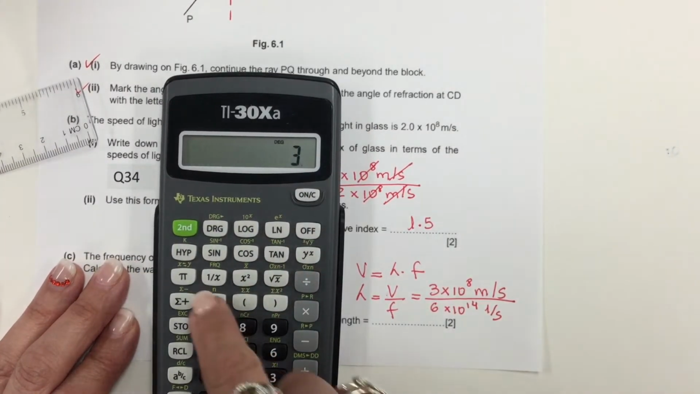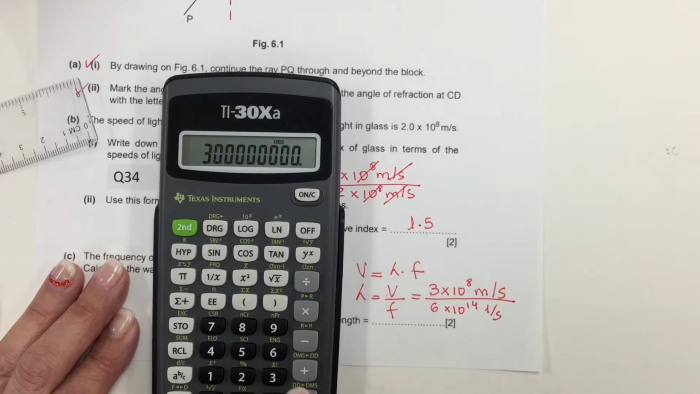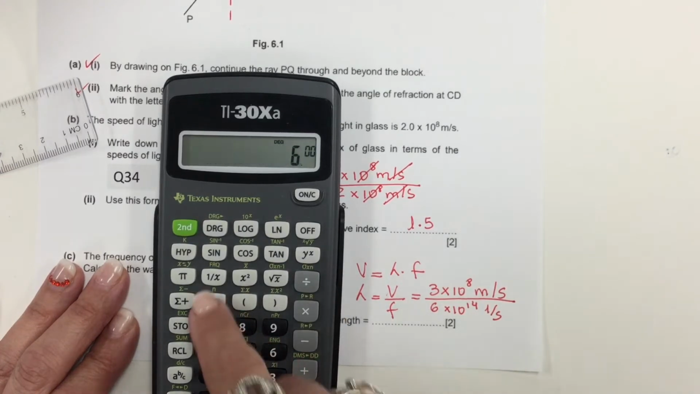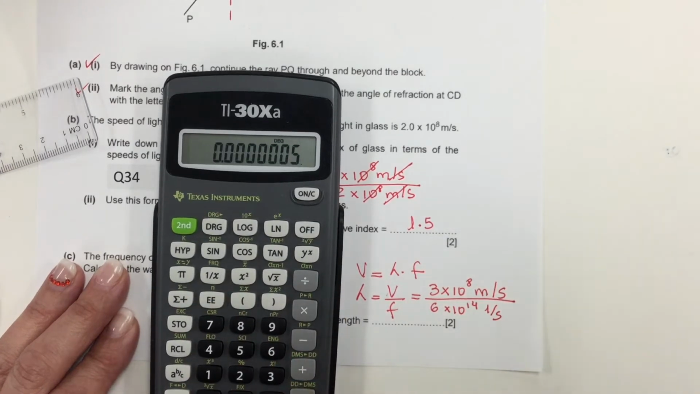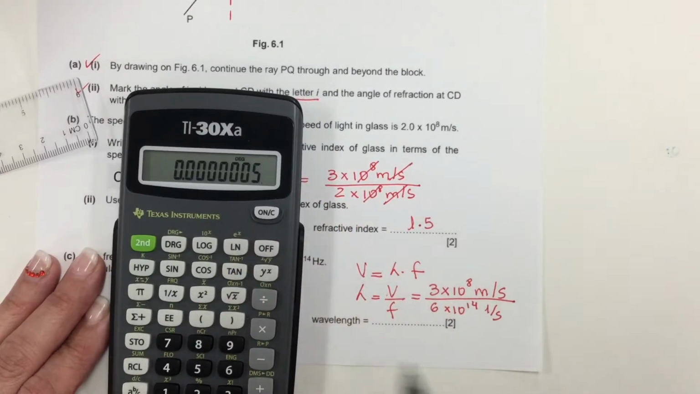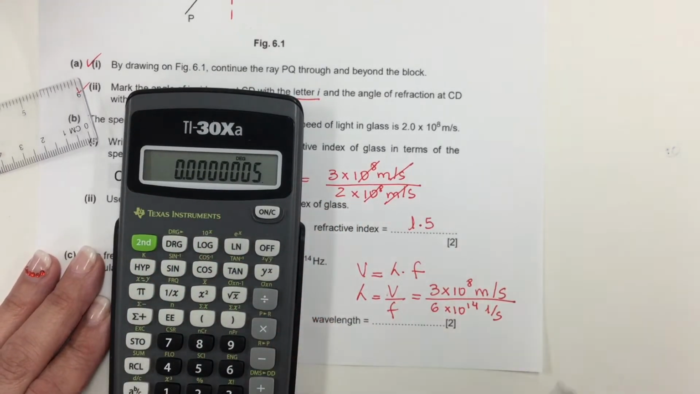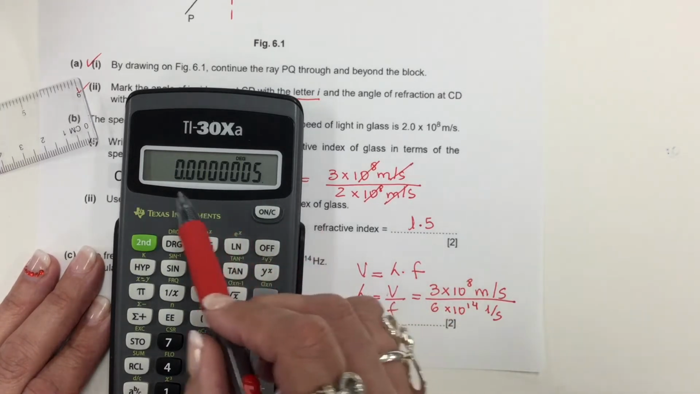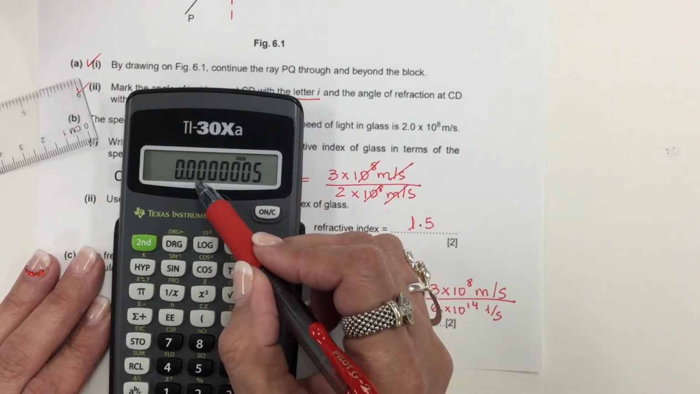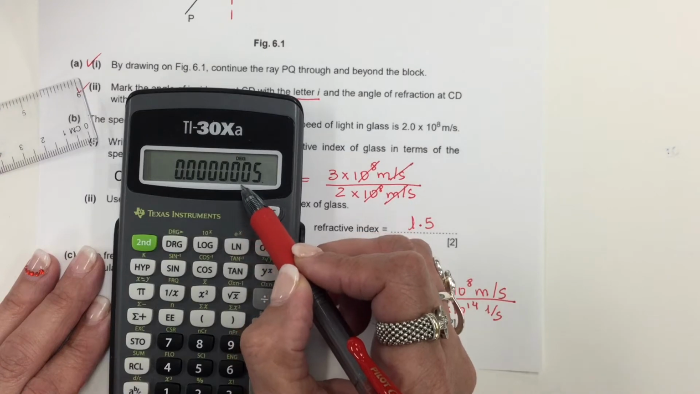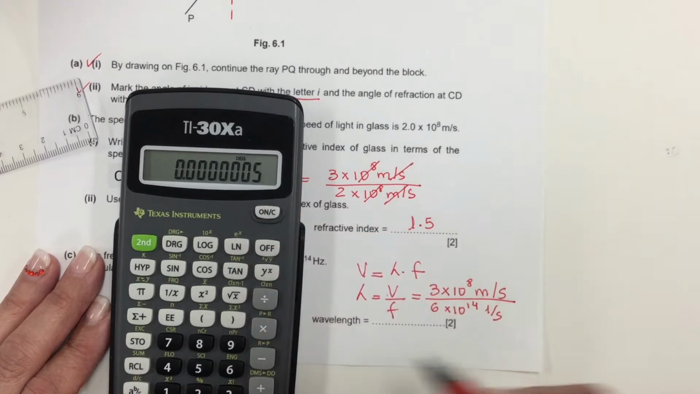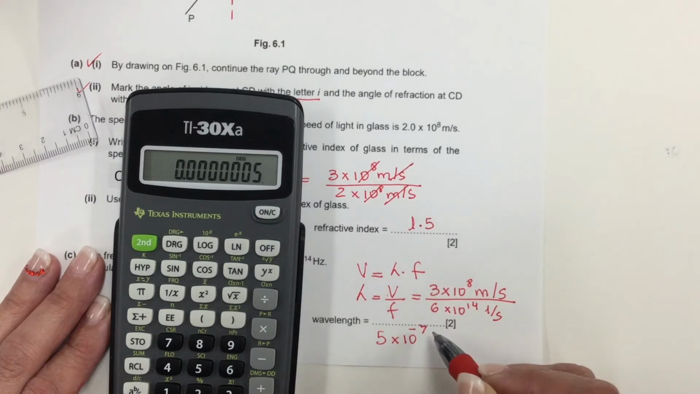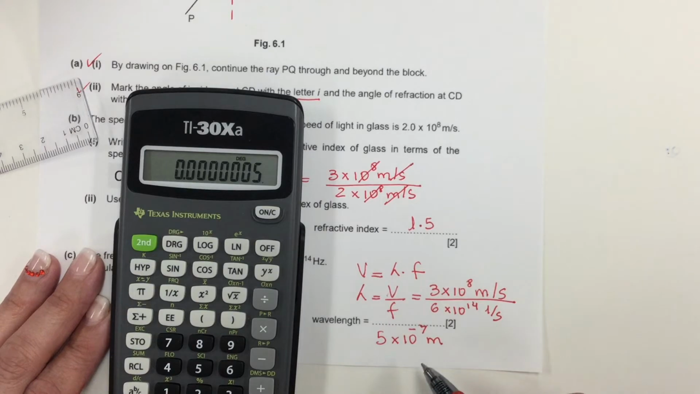So it's 3E8 divided by 6E14. Wow, that's what we got. So I'm going to use my knowledge of scientific notation and move this way. So here is 1, 2, 3, 4, 5, 6, 7. So 5 times 10 to the minus 7 meter, because that's the unit for wavelength, meter.